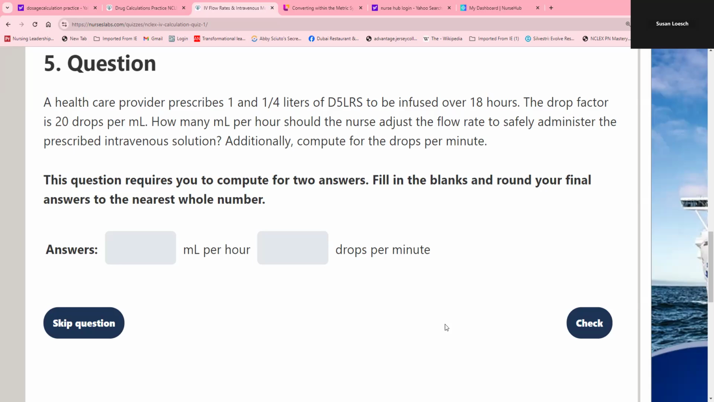And right now, your total volume is 1¼ liters, right? It doesn't matter what it is. So 1¼, how would you write that? How would you write ¼ in a decimal? 0.25. Right. So 1.25 liters. So you're going to put 1.25 L, and then your 18 hours, which we know has to be converted eventually to minutes. Okay. And you have a tubing factor of 20. And we're going to calculate our mLs per hour and our drops per minute. So let's go to the whiteboard.